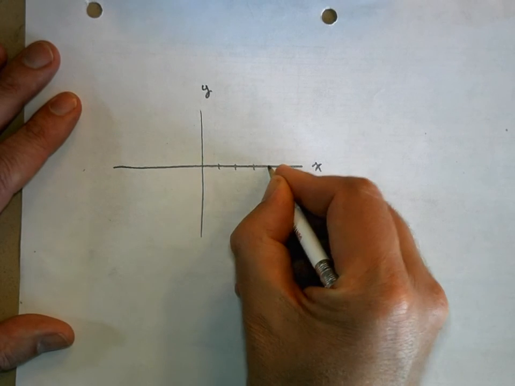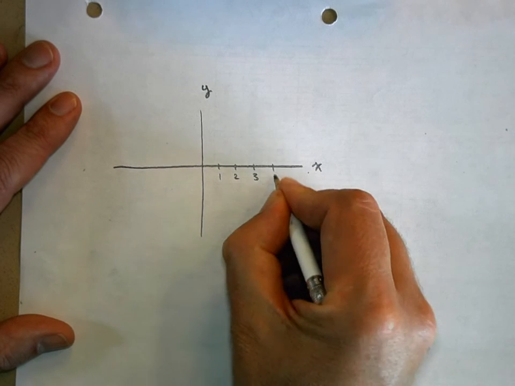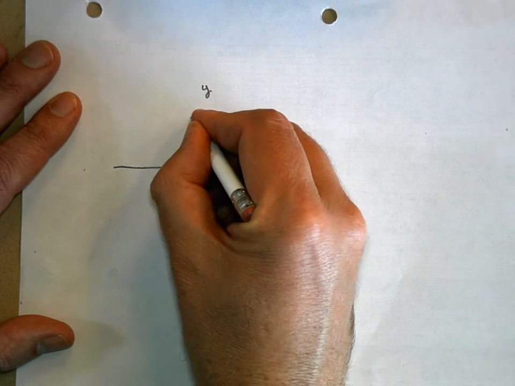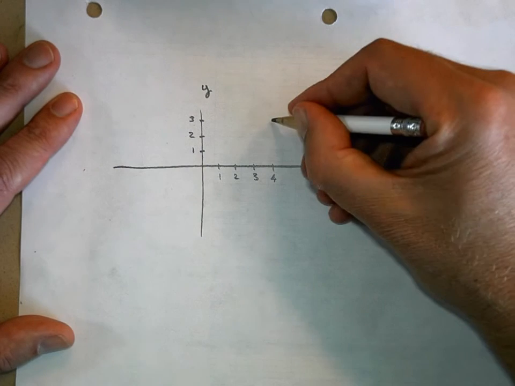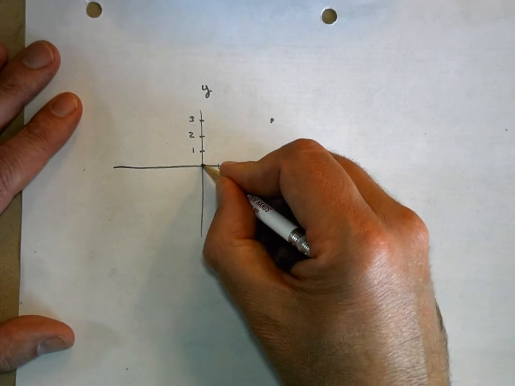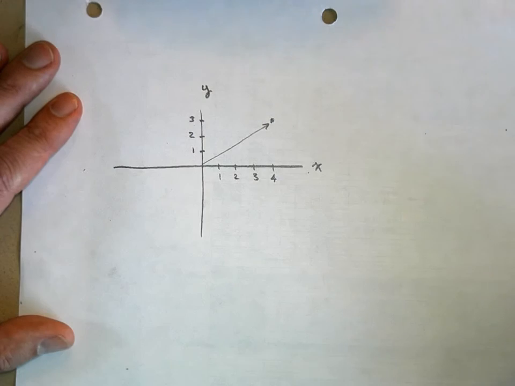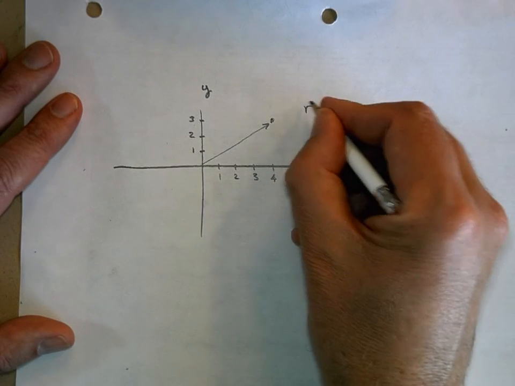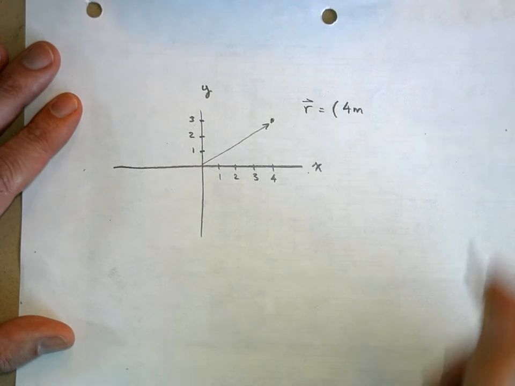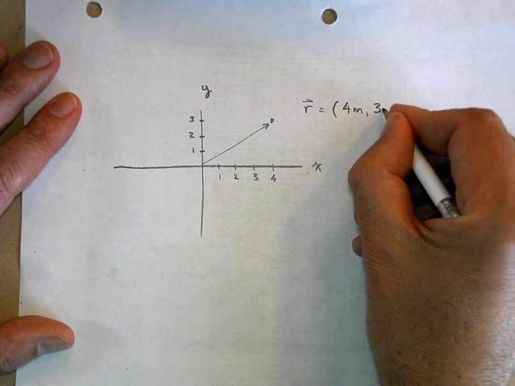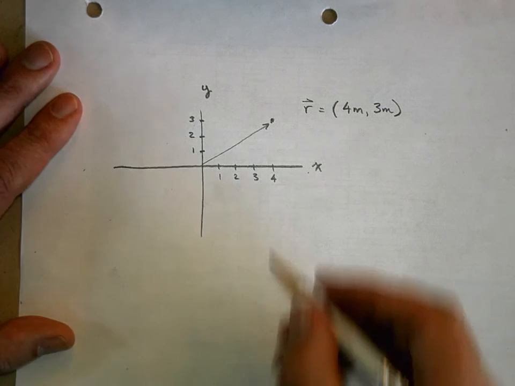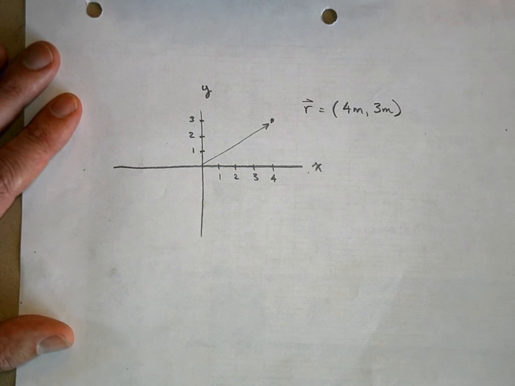1, 2, 3, 4, and 1, 2, 3. Let's say the object was up here. And so I've given you the position vector of this object in rectangular coordinates, haven't I? That is, vector r is equal to 4 meters in the x direction and 3 meters in the y direction. Well, what if I want to express vector r in terms of polar coordinates?